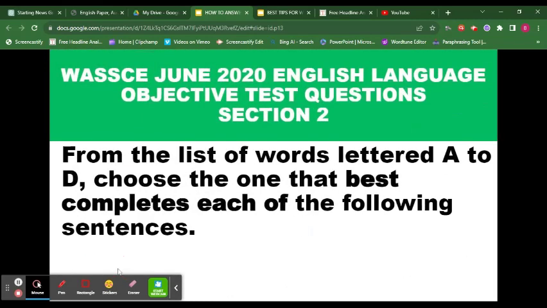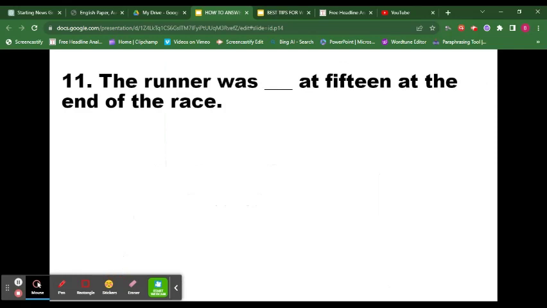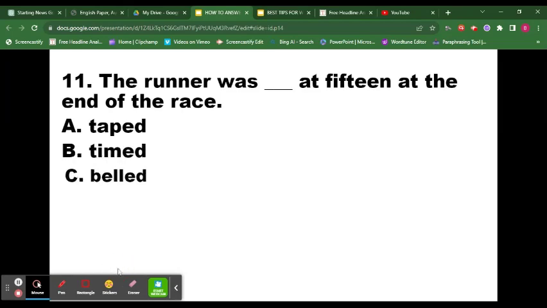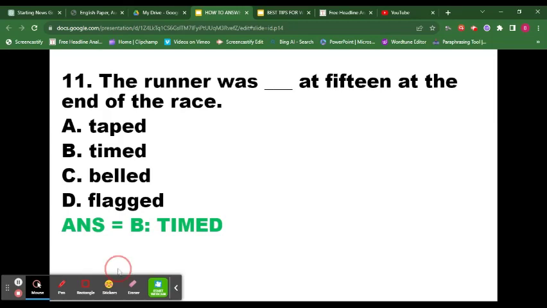We are now moving to section 2, and then we move on to question number 11. From the list of words lettered A to D, choose the one that best completes each of the following sentences. Question number 11. The runner was dashed at 15 at the end of the race. So this is about vocabulary. A, taped. B, timed. C, belled. D, flagged. Runners are usually timed in a race, and so the answer is B, timed.